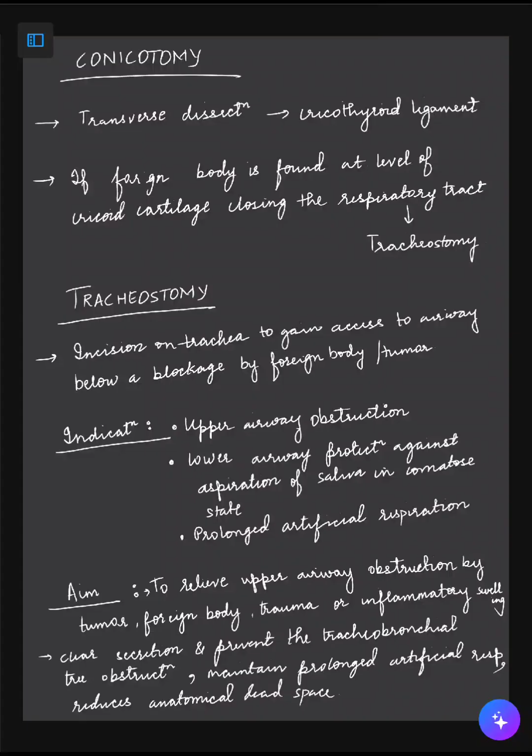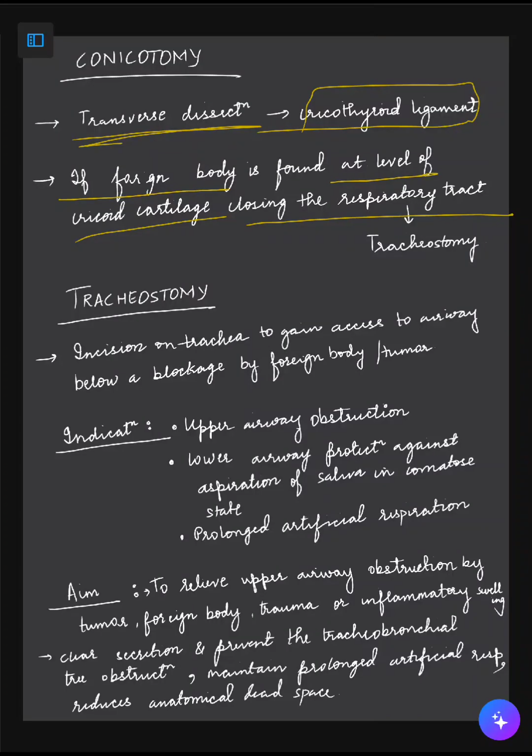Now we move on to the surgery part of these organs. Conicotomy, which is a transverse dissection of cricothyroid ligament. If there is a foreign body at the level of cricoid cartilage which is closing the respiratory tract, then we should do tracheostomy. Now, what should we do in this tracheostomy?